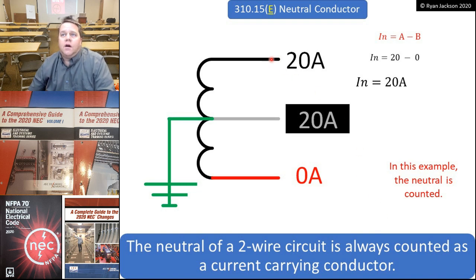So here I've got just a 2-wire circuit. The hot and the neutral have 20 amps on them. Current leaving the hot has to come back somehow. If the only path is on the neutral conductor like that, then of course we're going to count that. So in a 2-wire circuit, we're always going to count the neutral.